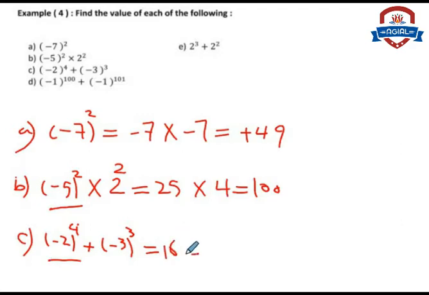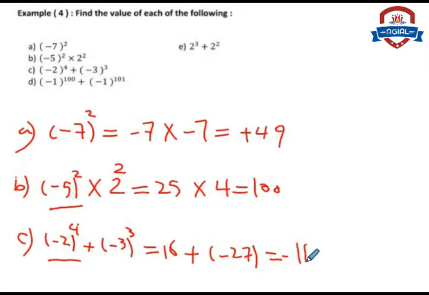So 16 plus (-3) to the power of 3. And (-3) to the power of 3 equals negative 27. So 16 plus negative 27 equals negative 11. And you can prove this using the number line.